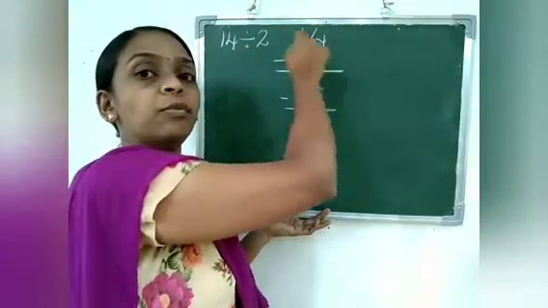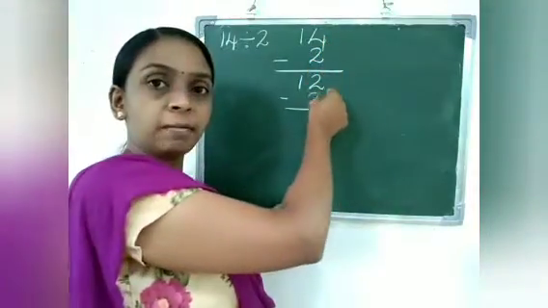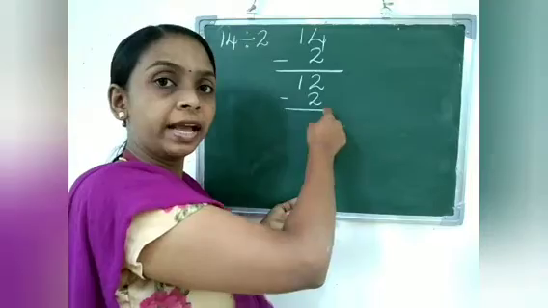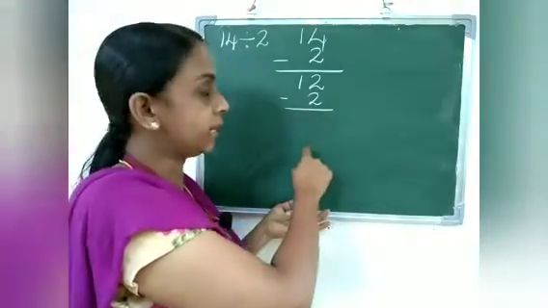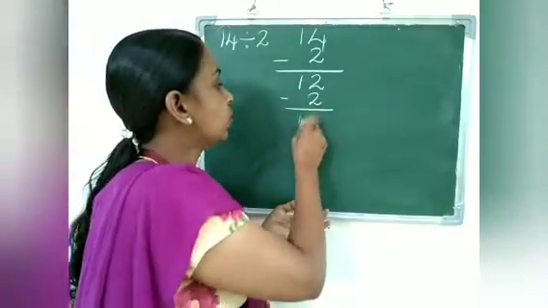This number we have to subtract by the whole numbers. We got 14 minus 2 is 12. Again we have to subtract 12 minus 2. Then what is 12 minus 2? 12 minus 2 is 10.